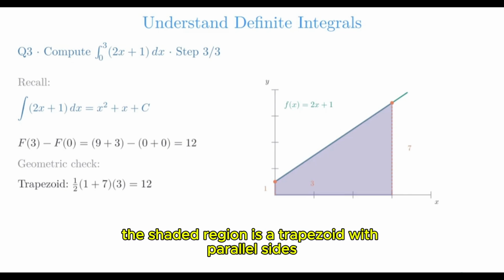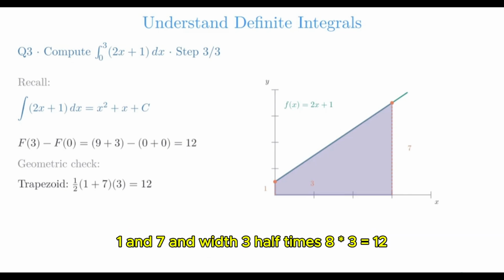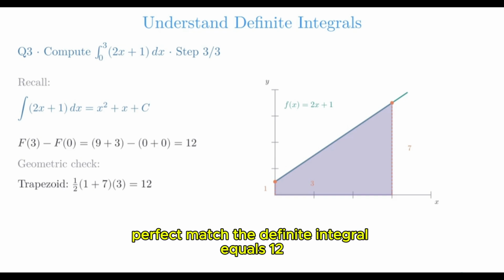Geometric check. The shaded region is a trapezoid with parallel sides 1 and 7 and width 3. Half times 8 times 3 equals 12. Perfect match. The definite integral equals 12.